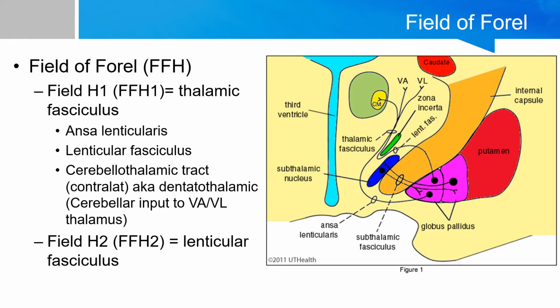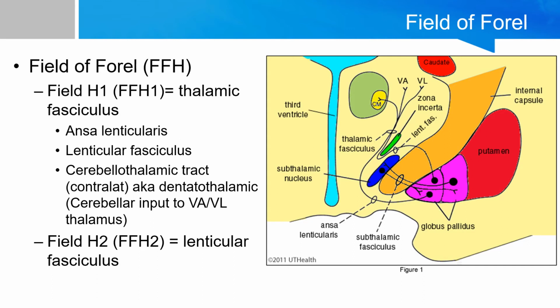Notice that when the lenticular fasciculus loops dorsally, it loops around the structure called the zona incerta. And so as a result, Forel's field 2 is synonymous with the lenticular fasciculus, and it is made up of projections from the pallidum, the globus pallidus, to the thalamus.